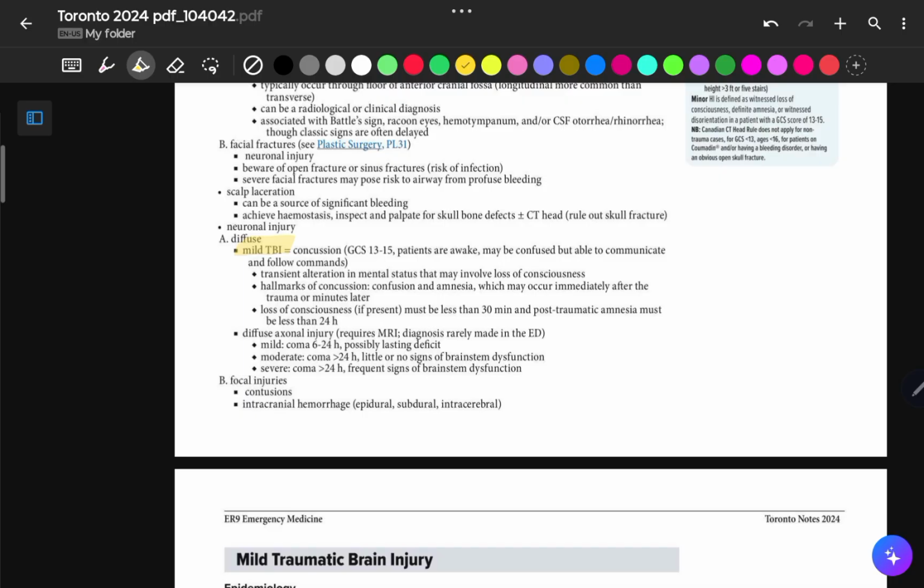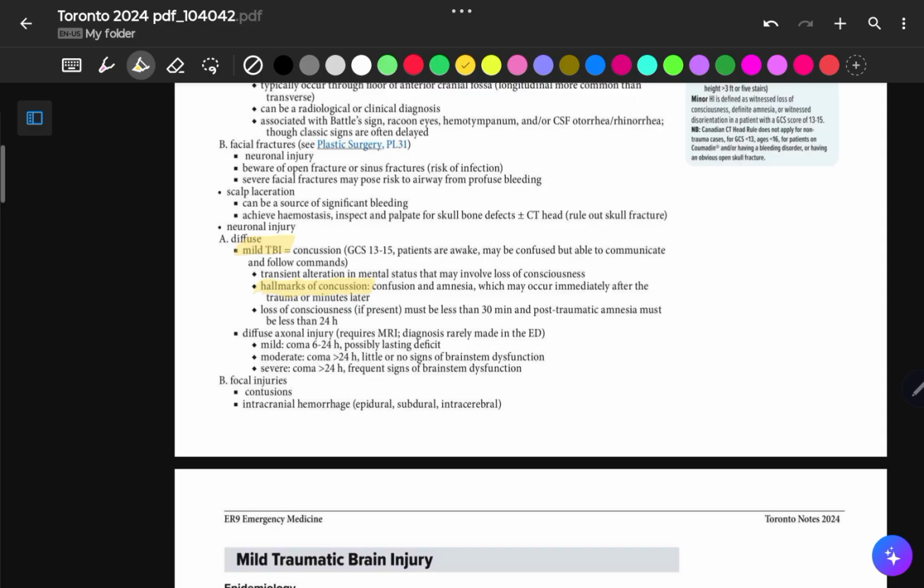Okay. So what is actually the hallmark of concussion? Hallmark number one is the patient will be confused. You're looking at a GCS of about 13 to 15. They will have amnesia, which may occur immediately after the trauma or a few minutes after the trauma. So these are the two most common symptoms we are looking at.